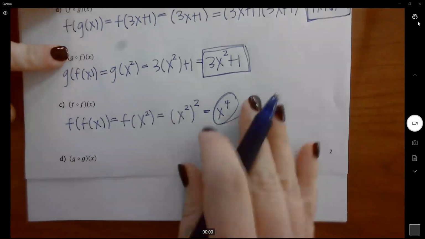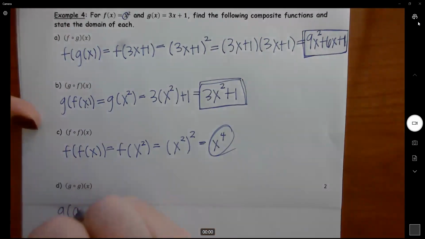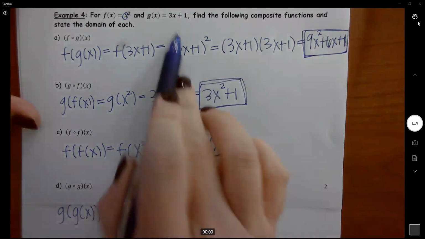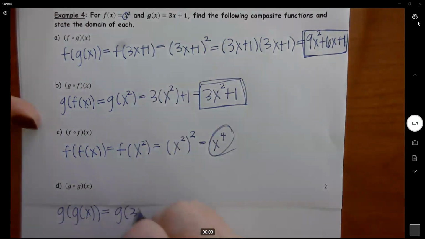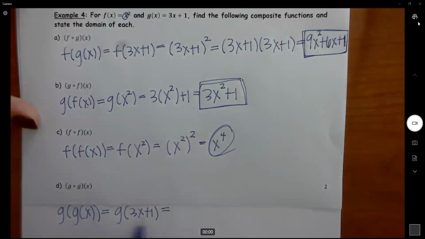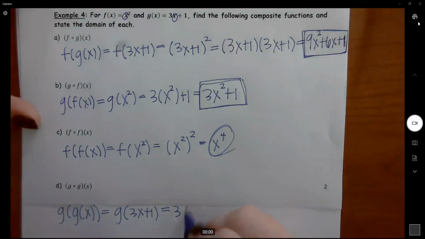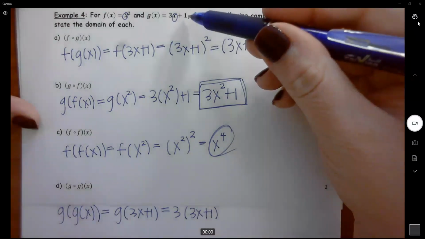And then lastly, this is g of g of x. Well, what is my g of x? My g of x is 3x plus 1. And now take your g of x, and everywhere I see an x, I'm replacing it with 3x plus 1. So this becomes 3 times, I'm replacing this x now with this right here, 3x plus 1. And then I'm still left with a plus 1.